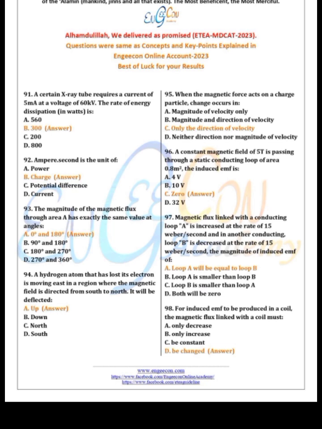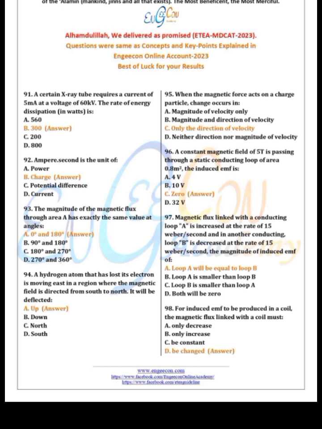94. A hydrogen atom that has lost its electron is moving east in a region where the magnetic field is directed from south to north. It will be deflected up, down, north, south. Correct option is it will be deflected up. 95. When the magnetic force acts on a charged particle, change occurs in only the direction of velocity.